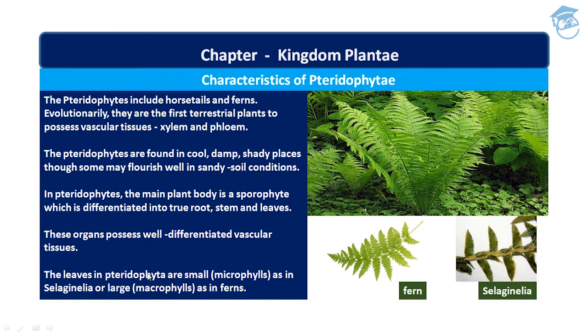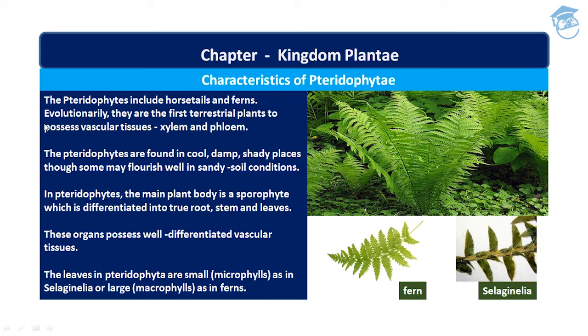Now we'll talk about the characteristics of pteridophytes. Students, pteridophytes include horsetails and ferns. Evolutionarily, they are the first terrestrial plants to possess vascular tissue such as xylem and phloem. I repeat, pteridophytes are the first terrestrial plants to possess vascular tissue, and which are those? Xylem and phloem. These two are the conducting tissues. Xylem conducts water and minerals, and phloem conducts food material, to be more precise, sucrose.